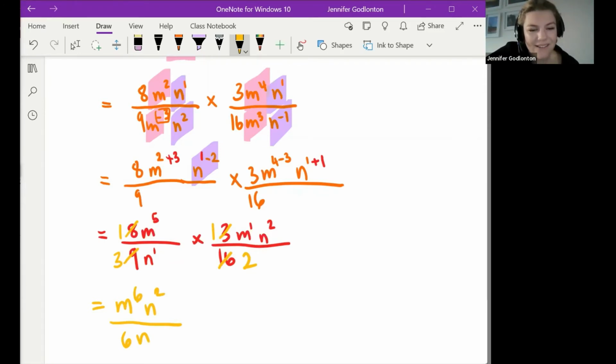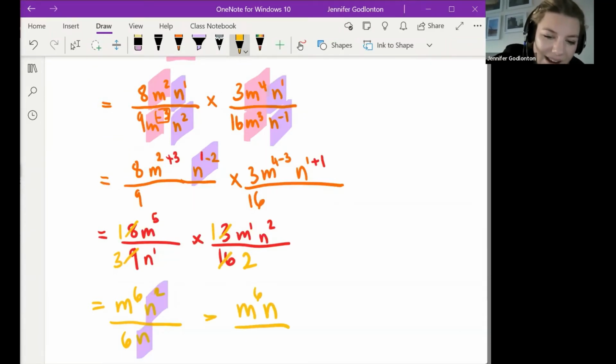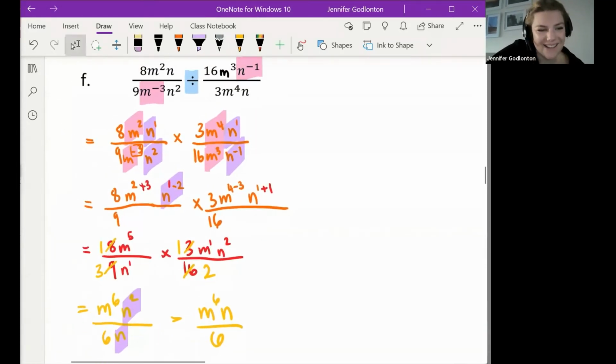Can I simplify it further? Is there something more I can do? Your brain should be getting fried. This is a really tough question. It's very normal to have a fried brain at this point. There's one more thing that I can do at this point. Yes, I can simplify further. The reason I can simplify further is I've got 2 n's up there and I've got 1 n down here. So my final answer is going to be m to the power of 6 n all over 6. That is our whole long sum. Load shedding is way scarier than this.